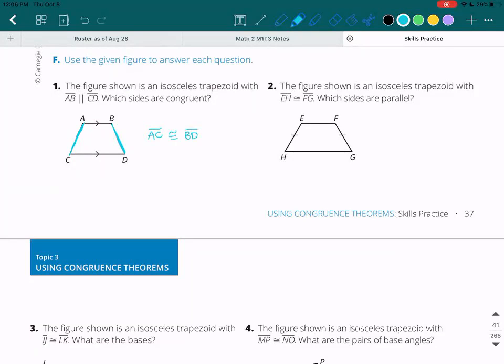Okay. And then for number 2, it's kind of like the reverse of that. They told us that the figure shown is an isosceles trapezoid with EH congruent to FG, which sides are parallel. So the parallel ones are the bases. Can anybody name those? Which are the parallel sides? EH and FG. No, those are the congruent sides. What we want are the parallel sides. So can you name those?